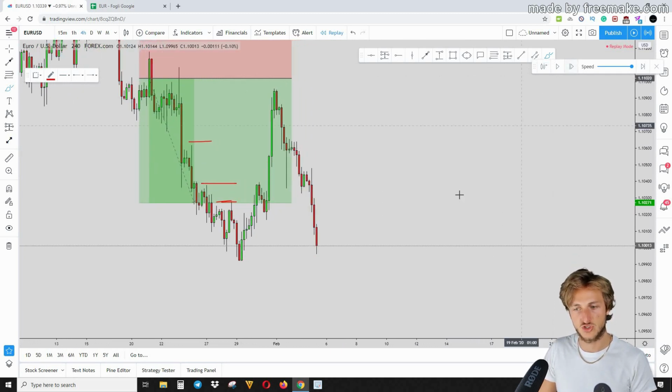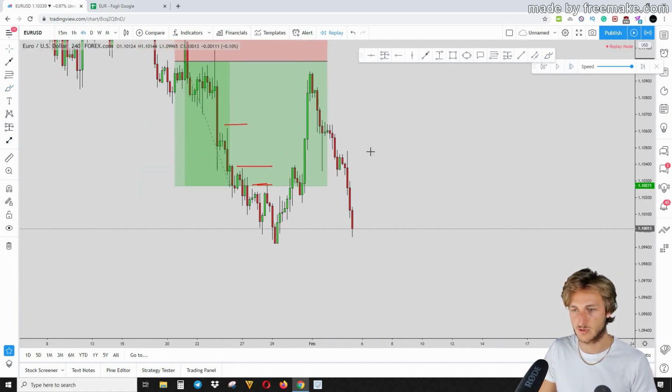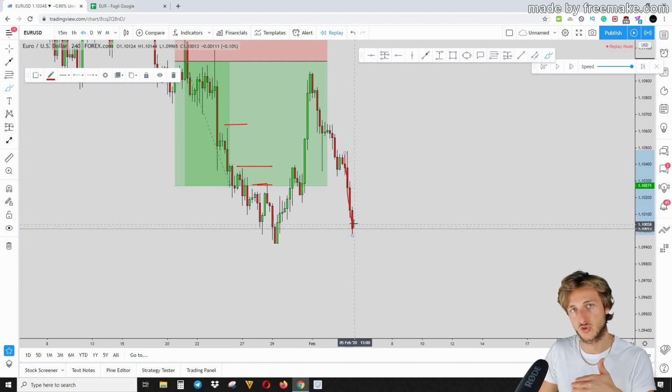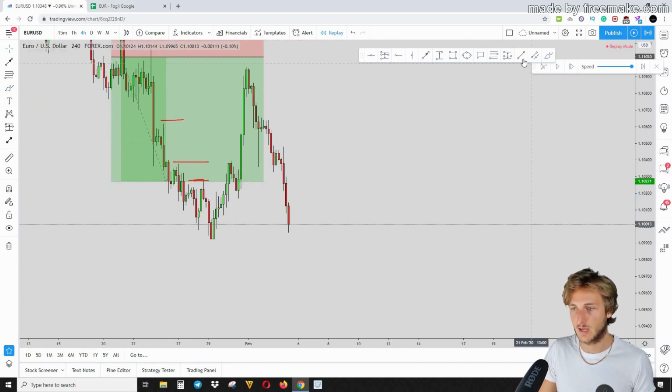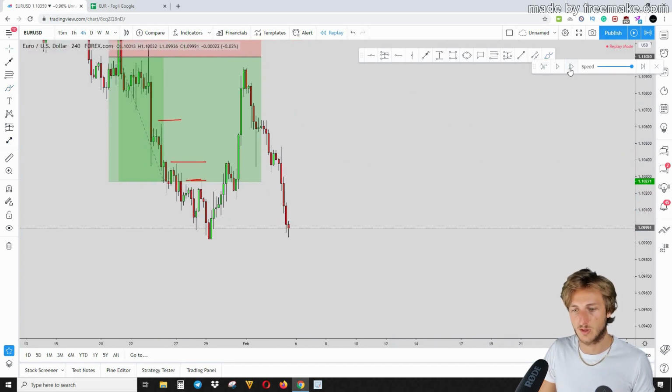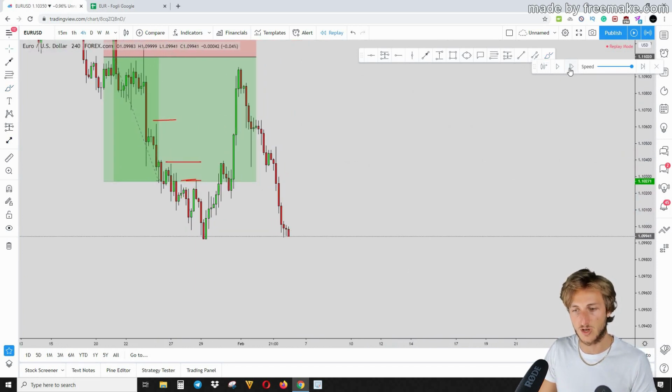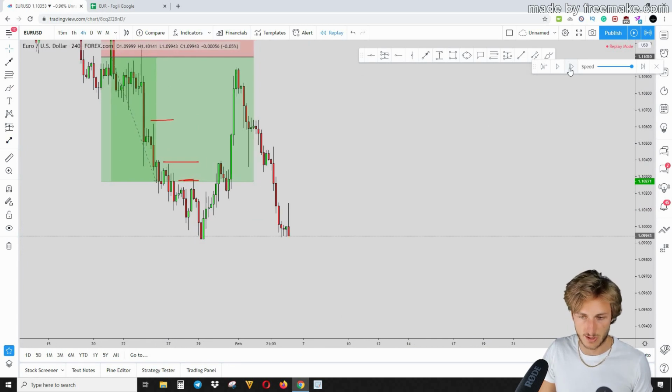Okay, so now the market just created a nice impulse to the downside, right? And we said that we're only interested in possible short opportunities from the daily time frame. So let's see if we will get a retracement here on the 4 hours that will give us the opportunity to take another trade according to our example strategy.